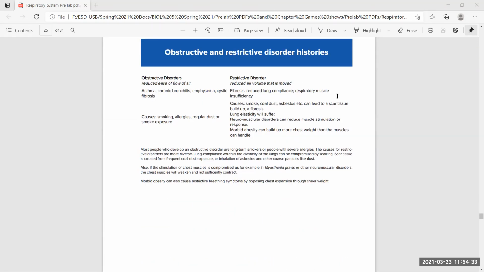Obstructive and restrictive disorder history. Obstructive disorders have reduced flow of air, and in restrictive there is reduced volume of air that is moved. And these are the diseases which we have talked about earlier. Causes in obstructive, like COPD, are usually smoking, environmental allergies, regular dust or smoke, those things. And in the lungs, lung elasticity will suffer. For restrictive, there is neuromuscular disorder or morbid obesity or any fracture of the ribs or other problem with the ribs.